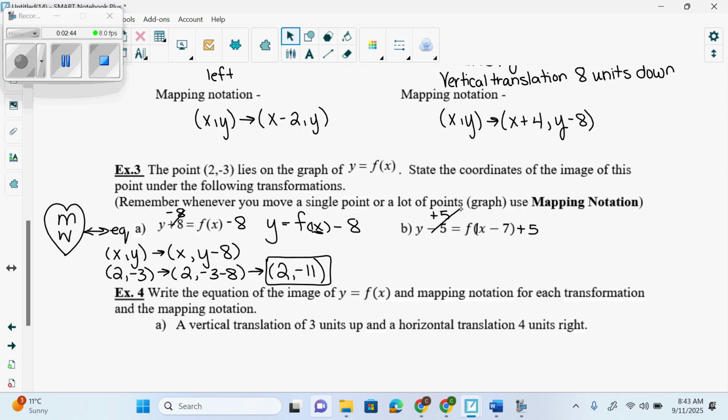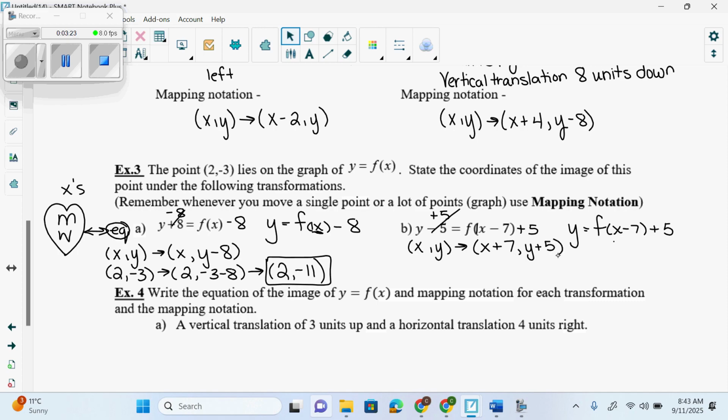So our words are going to be a vertical translation, 5 units up. And this is an equation to words. So our x's be crazy, they're going to flip, right? X's be crazy. So x minus 7 is going to actually be a horizontal translation, 7 units to the right. Okay, so I want to move 7 units right, so what do I have to do to my coordinates to get it to go 7 right? Add 7, and 5 up, add 5.